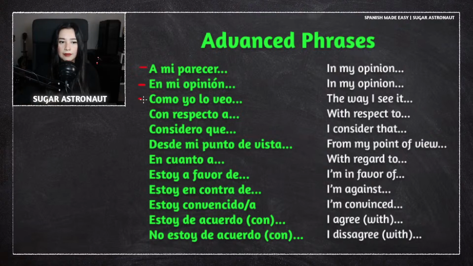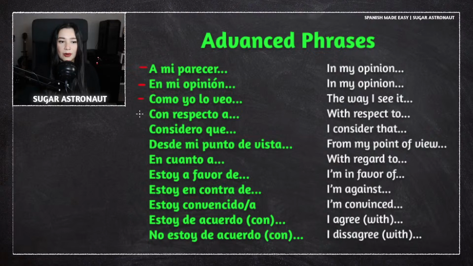Then we have como yo lo veo, como yo lo veo. This means the way I see it. Okay, so this is a really good one as well. It's como yo lo veo, the way I see it. It's not a literal translation, but it's very similar. What they mean, como yo lo veo, the way I see it.